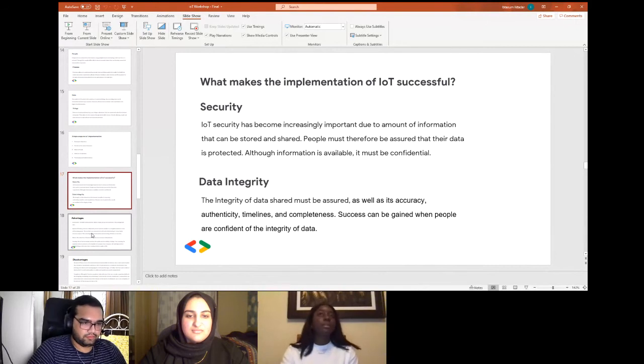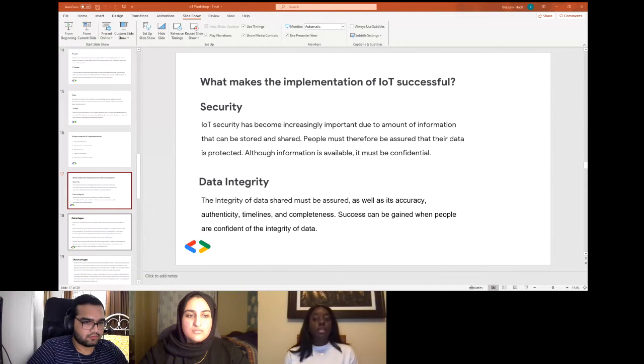So what exactly makes IoT implementation successful? Data integrity and security are two things that ensure IoT implementation is successful. Security has become a serious issue when you talk about IoT, because as the world is becoming increasingly connected and there are more network devices and newer networking technology, there's a risk of cybersecurity issues.